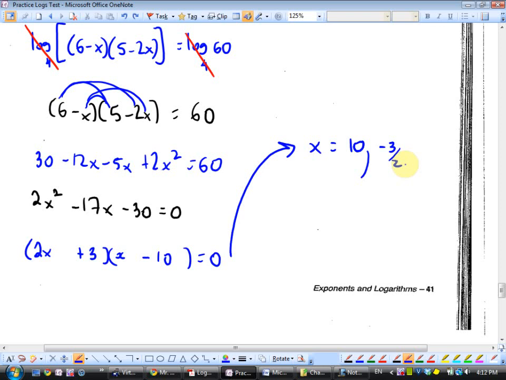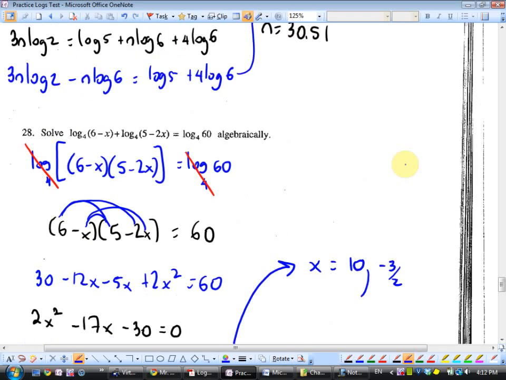With log equations, we must check for extraneous. Can I go 6 minus 10?